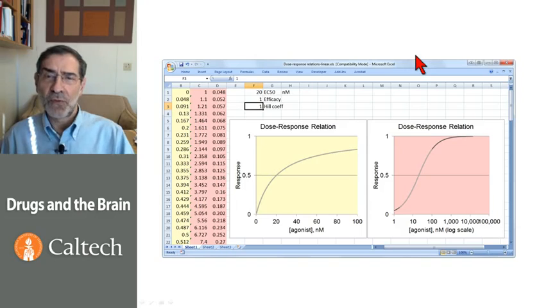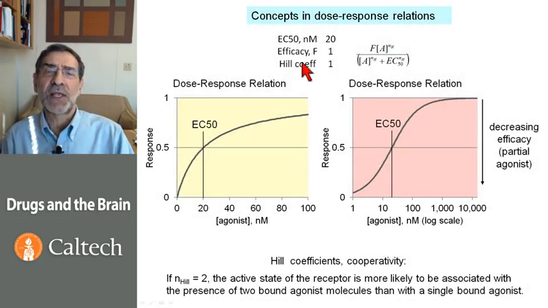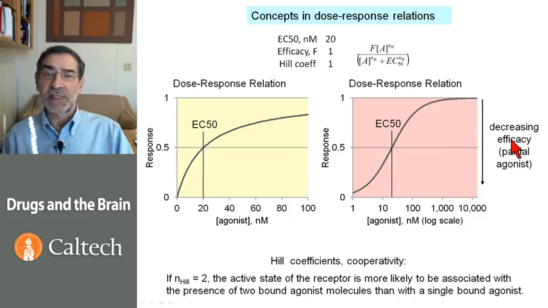And we will now say in general that if we look at these dose-response relations, again, we have the input parameters. Here's the full Hill equation that we've used. Here is the efficacy, F. Here is the concentration of agonist, the EC50, and N sub H is the Hill coefficient. And so we have the dose-response relation on linear plots here in a light yellow, and on semi-log plots for the agonist in this light red. And the maximal response decreases as the efficacy of the agonist decreases. That is, for efficacies less than 1, the agonist is a partial agonist.